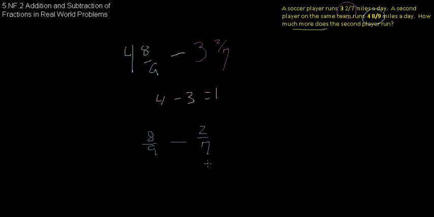So let's write this out correctly. So we have 4 8/9, and we're subtracting from that 3 2/7. Okay, right off the bat, we can do 4 minus 3, and that gives us 1. And now we have to look at 8/9. I'm going to take away from that 2/7.